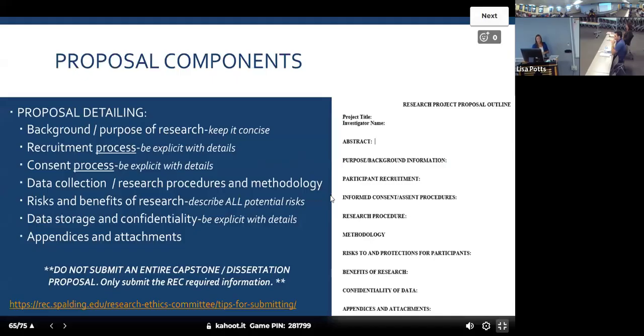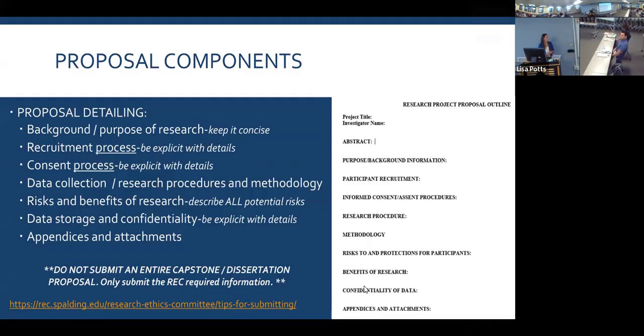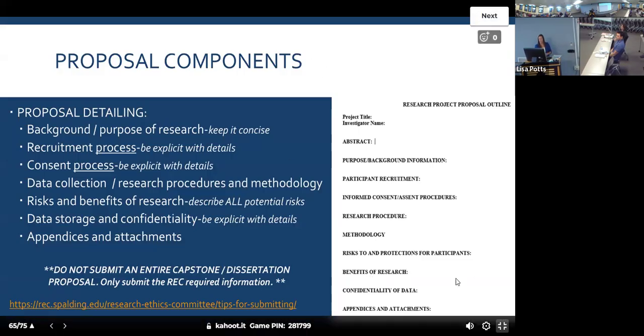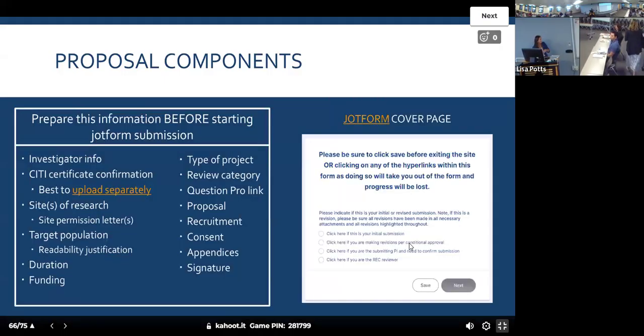These are the components. This is what the proposal looks like. We haven't had too many lately, but from time to time, we get a 30-page dissertation chapter, like 20 pages of intro, and I'm not doing that. So that's going to get kicked back right away. We want this REC proposal format, not a dissertation or a capstone proposal.